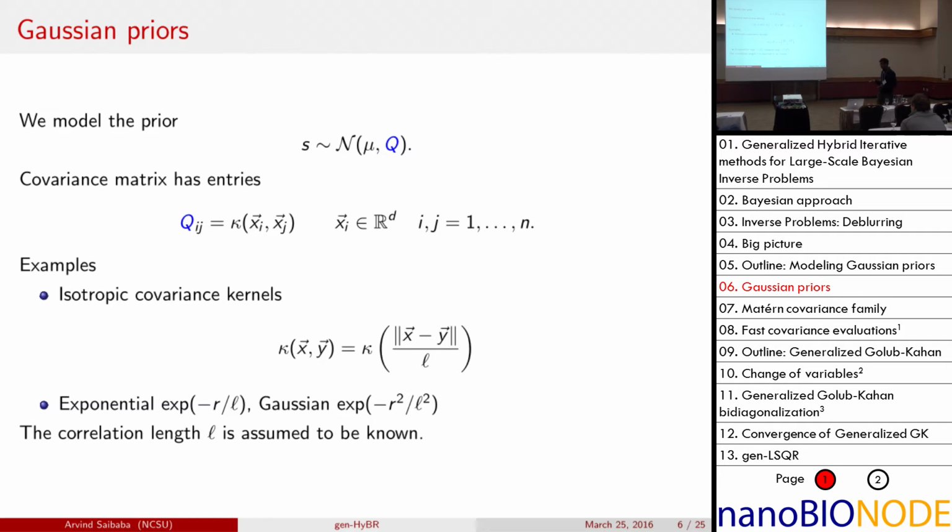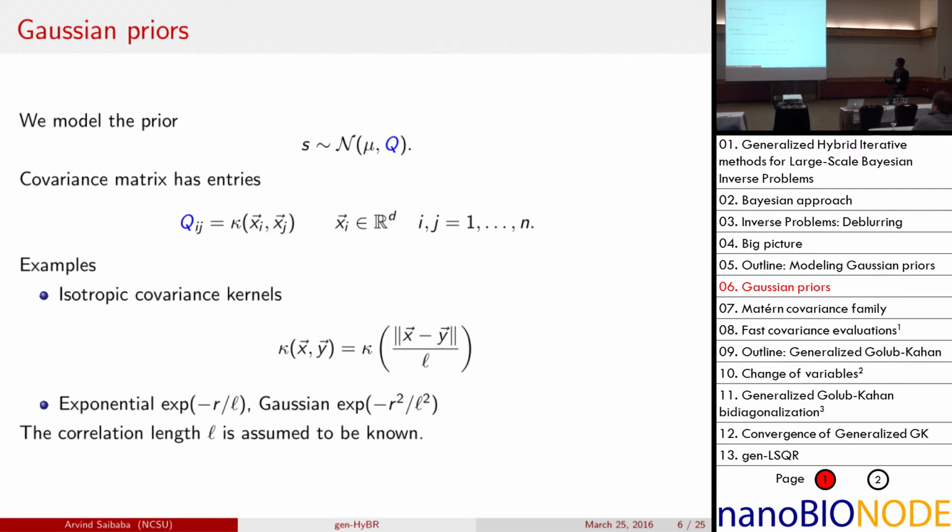So the entries of this covariance matrix are given by a covariance function, which I'll talk about a little later, and it depends on the distance of the two points in an image, right? So the farther these two points are, you want this covariance or this correlation structure to decay. So in practice, people take something like isotropic covariance kernels that depend only on the radial distance between these two points, and they depend on this correlation length.